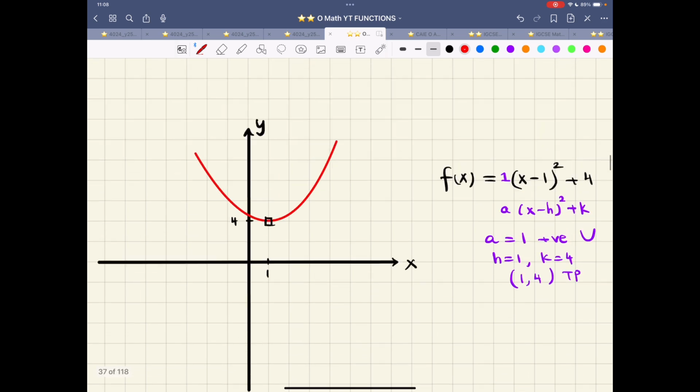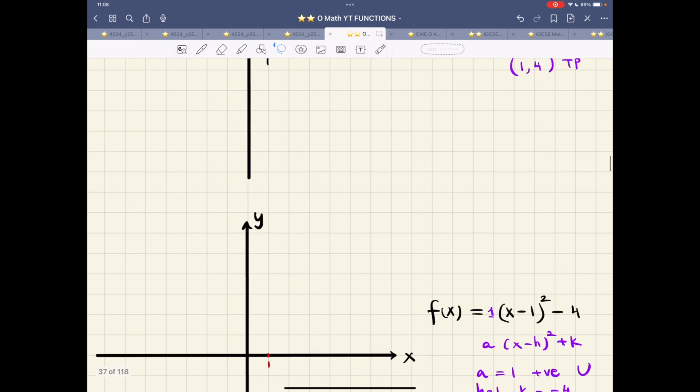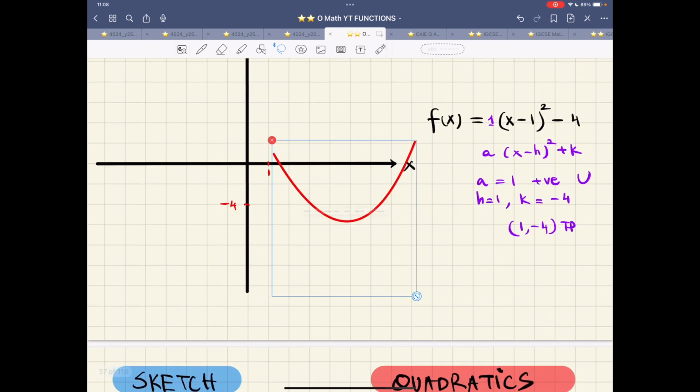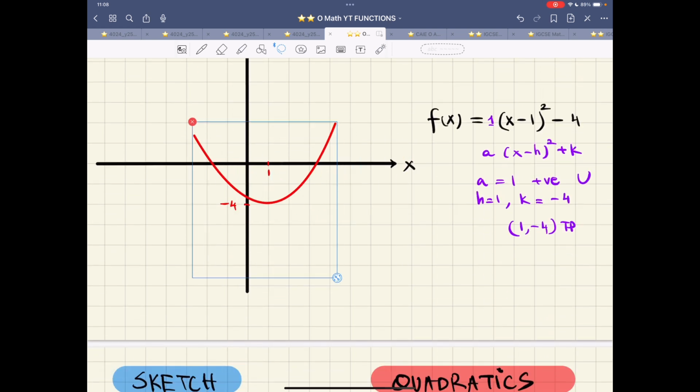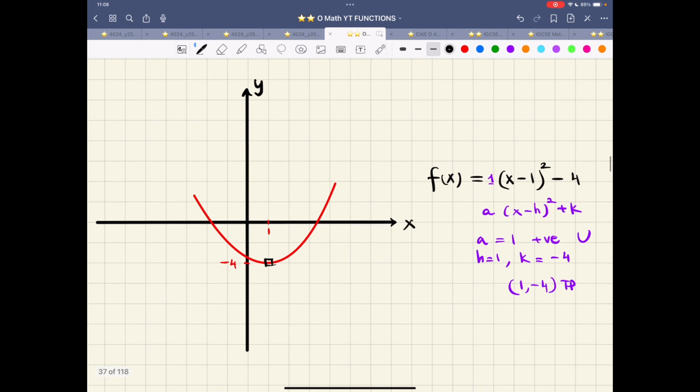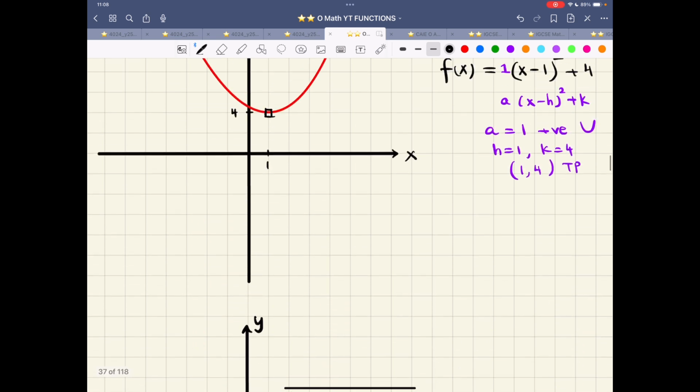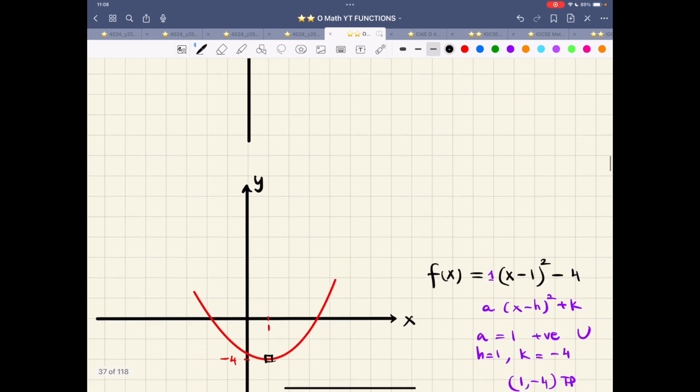Let me pick the same graph. So copy and let me paste it over here. So that's how the graph looks like, and that is the turning point. So the shape is the same, but the turning point has shifted down. Instead of 1 comma 4, it's 1 comma negative 4.